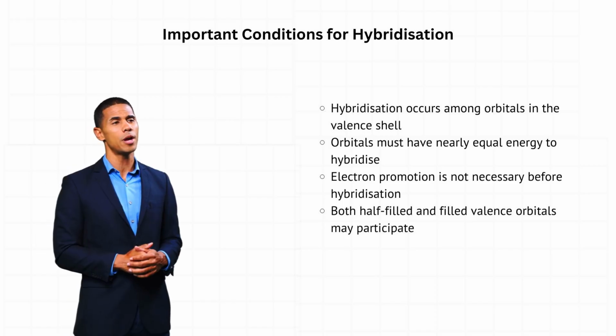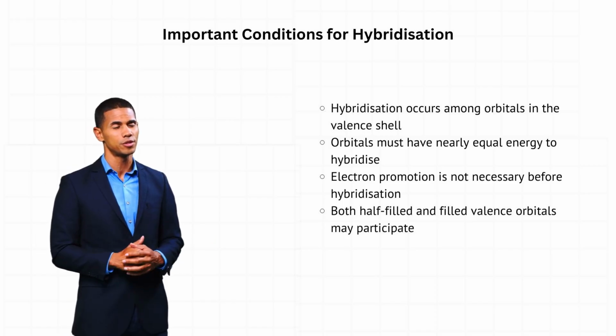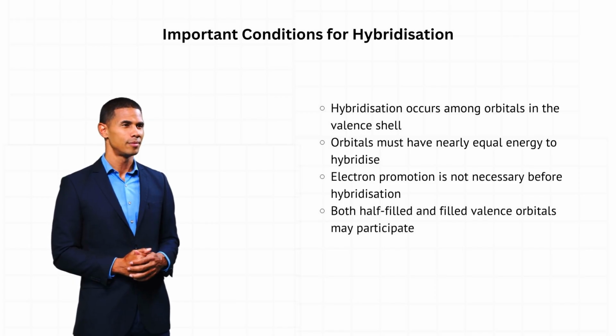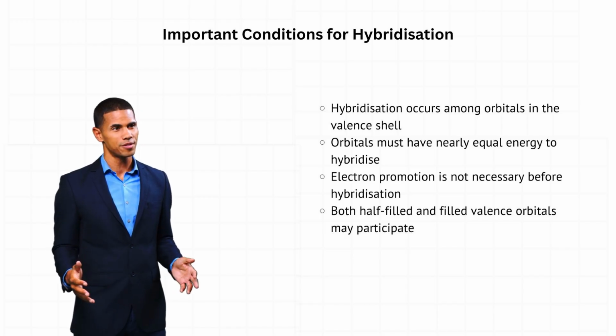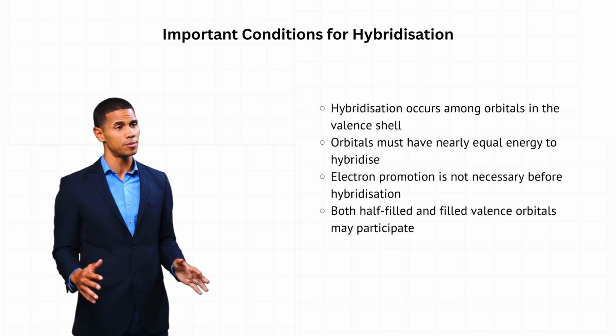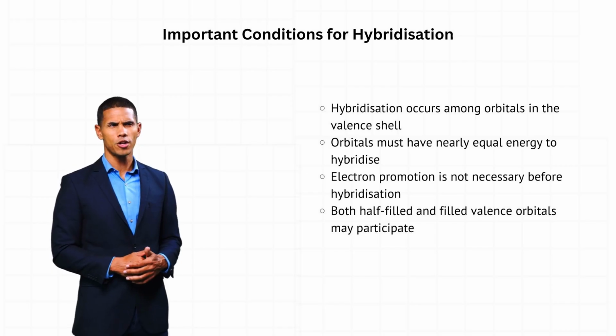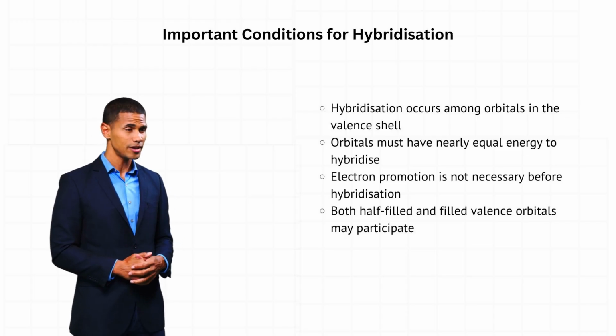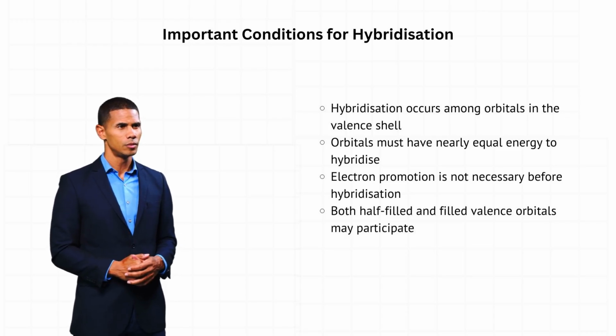Before we get deeper into hybridization types, let's understand the important conditions governing this process. Firstly, hybridization involves only the orbitals present in the valence shell, which is the outermost electron shell of an atom responsible for bonding. Secondly, the orbitals that hybridize should have almost equal energy levels.